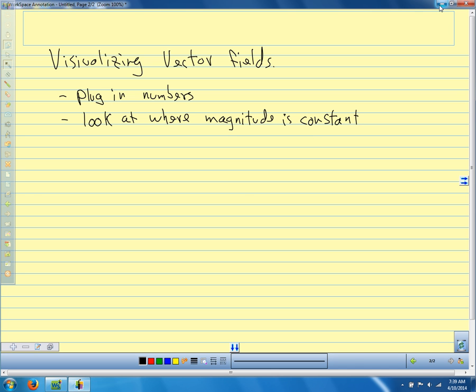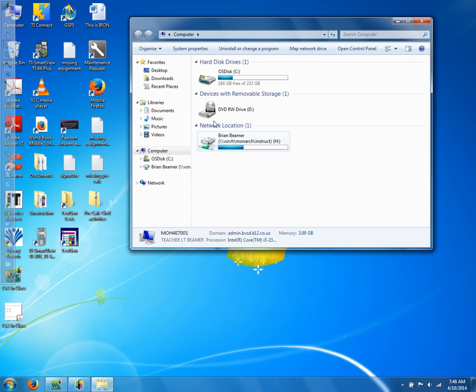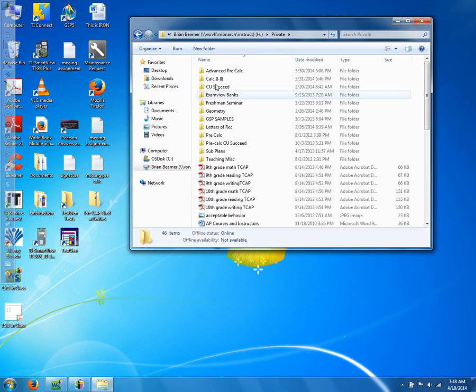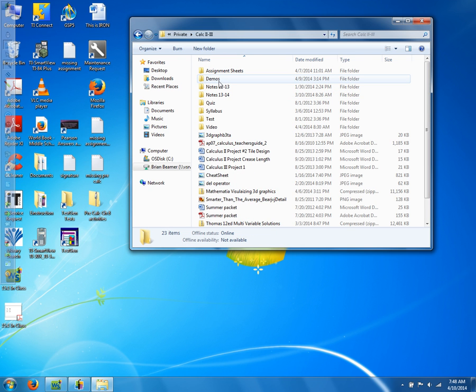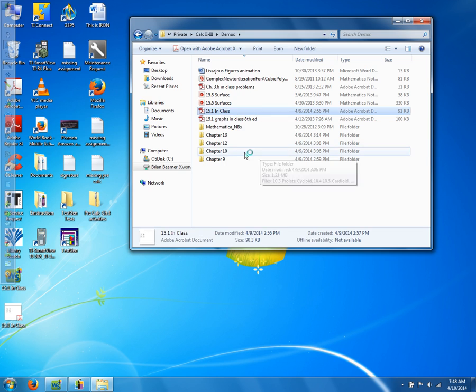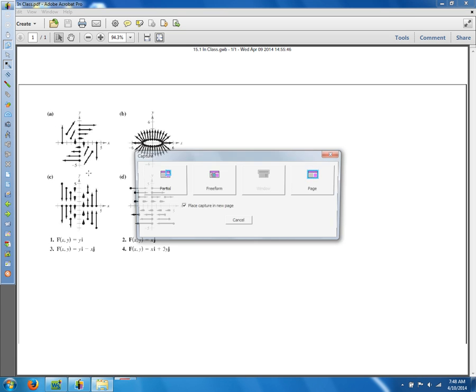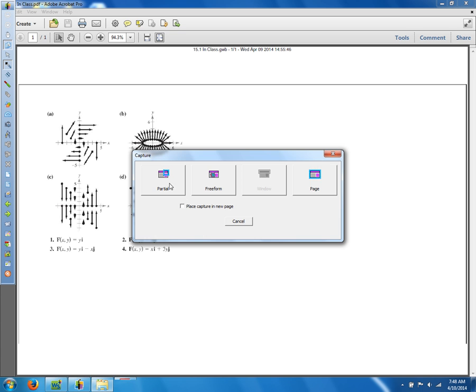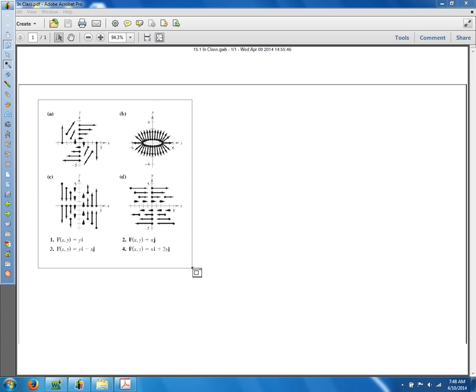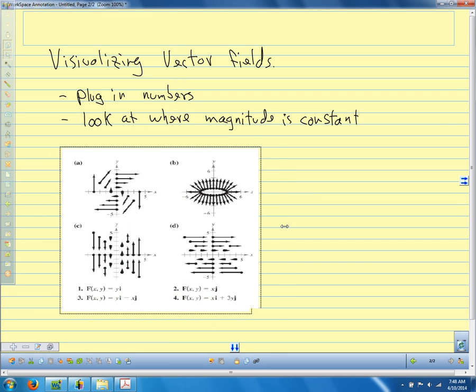So let me grab this. Where did I put it? Let me grab a picture of that. Go on the page. All right, got a little bigger.